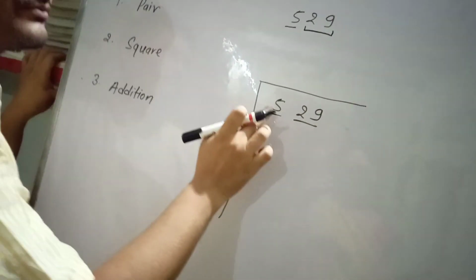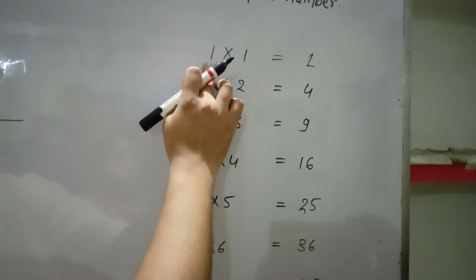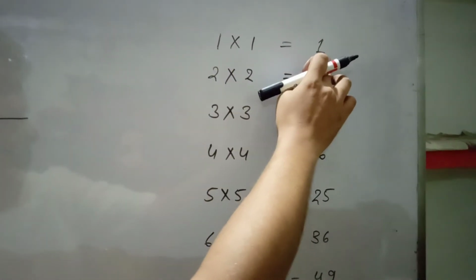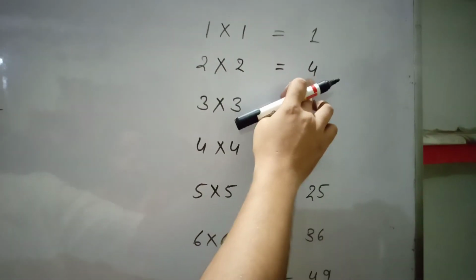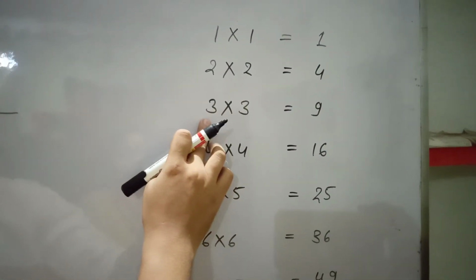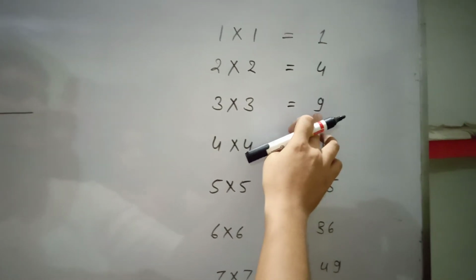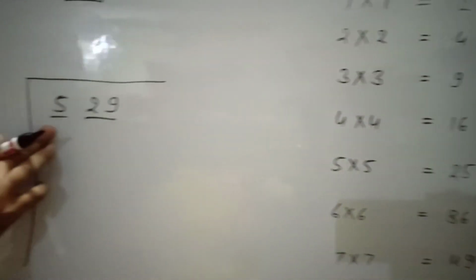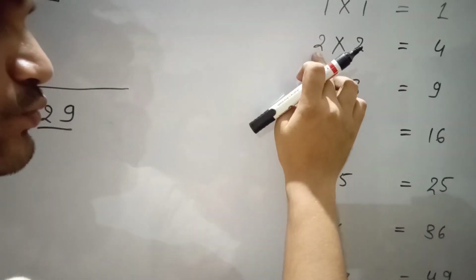After that, first we will divide the 5. Look here, if we take the square of 1, we get 1. If we take 2 as the divisor, we get 4. If we take 3 as the divisor, we get 9. So 9 is more than 5. So we will take 2 as the divisor.